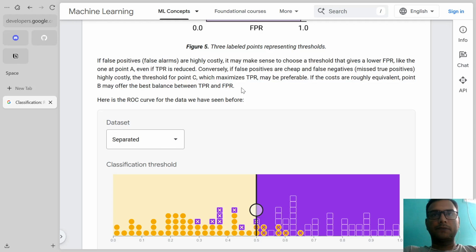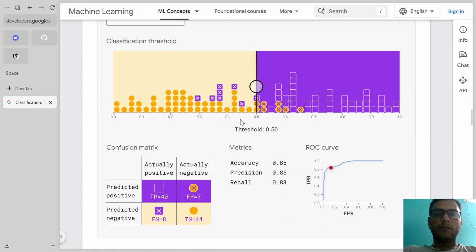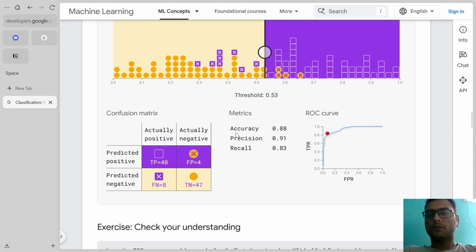Now I'm comparing this medical scenario to the spam email example. In spam email, if some genuine emails are classified as spam, or if some spam emails are classified as genuine, it does not matter much. That is why a false positive is low cost here, but in the medical scenario it is high cost. So based on the data set, we can decide the threshold, and we can see what the ROC curve looks like here.